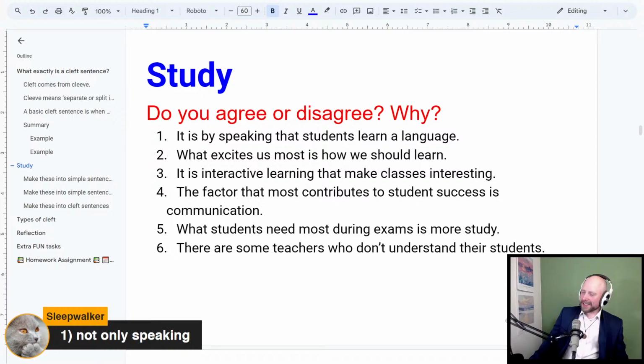Number 2, what excites us most is how we should learn. What excites us most is how we should learn. Maybe we could say that another way, to say the way we should learn is doing what excites us most.